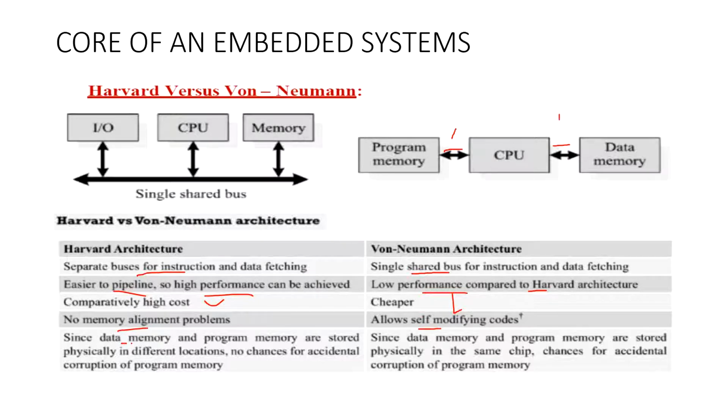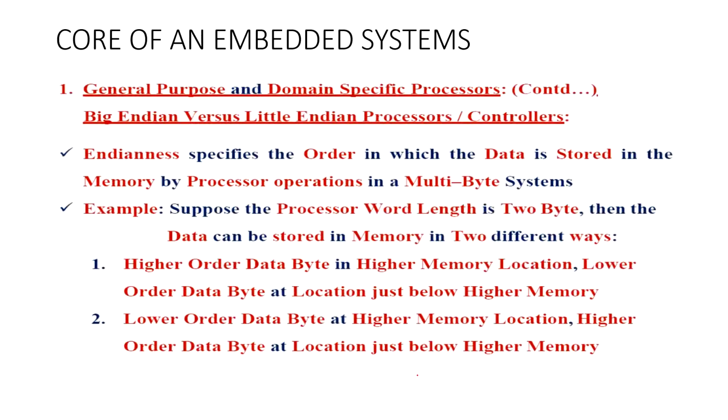Since the data memory and the program memory are stored physically in different address locations, there are no chances of accidental corruption over here. Whereas over here the data memory and program memory are in the same chip, so the chances of accidental corruption of program memory will be there.